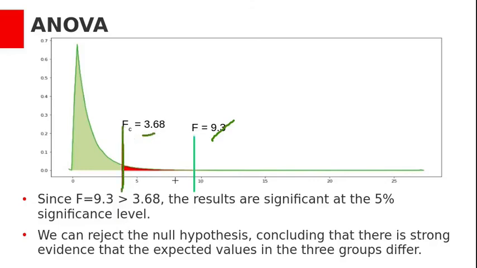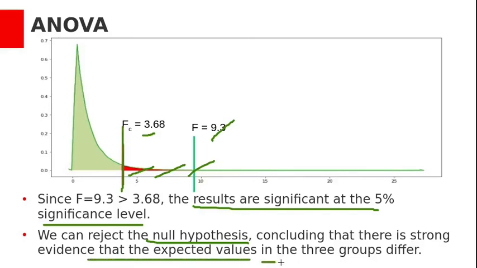The F statistic is 9.3, which is in the rejection region, far from the F critical value. So the results are significant at the 5% significance level, which means we can reject the null hypothesis. All group means are not the same. So there is strong evidence that the expected values in the 3 groups differ.